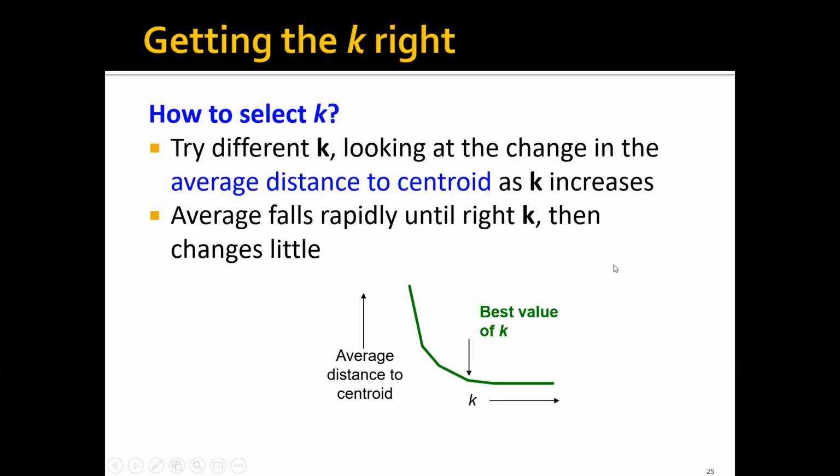One important question of k-means is how to select k. One idea is that we can try a different k, and we can look at the change in the average distance to the centroid as k increases. For example, as you can see here, as the k increases, the average distance is actually decreasing. And the average will fall rapidly until the right k, and then it changes very little. So basically, this would be the right value of k.